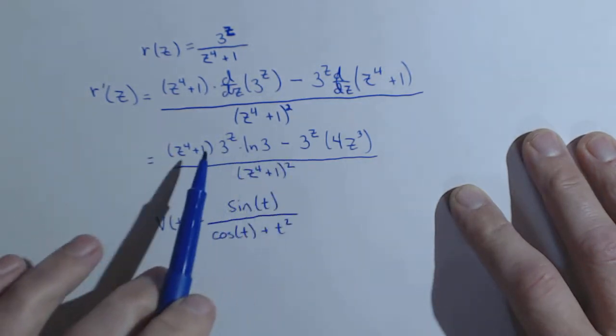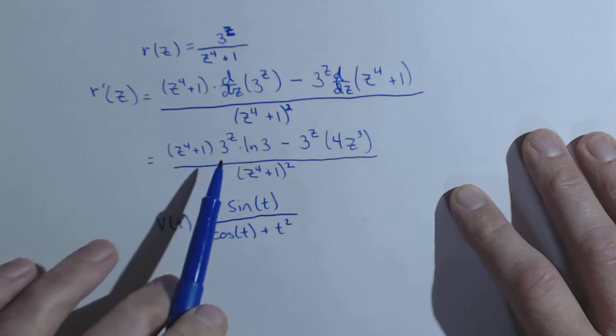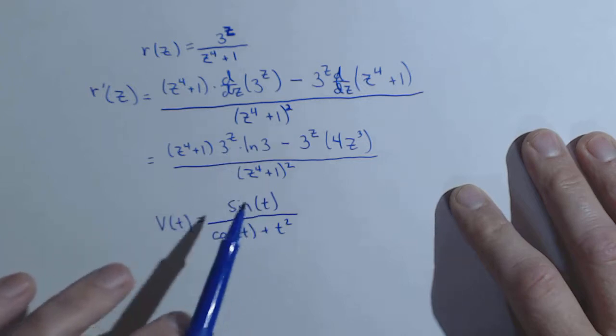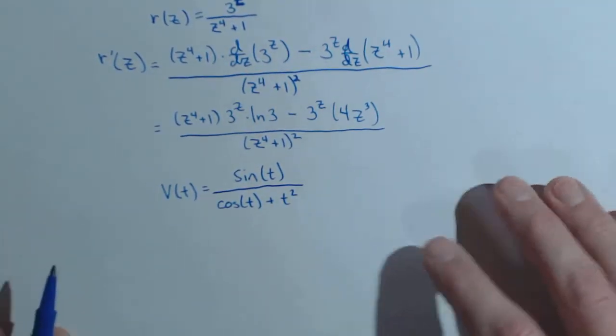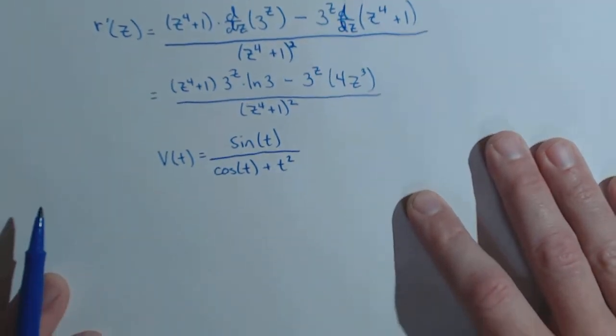Now we could factor out a 3 to the z out of the numerator, but that would be as far as we can go, and it's not going to help us simplify this much more, so I'm just going to leave it there for now. The biggest thing is the structure of the quotient rule takes a little bit of getting used to.